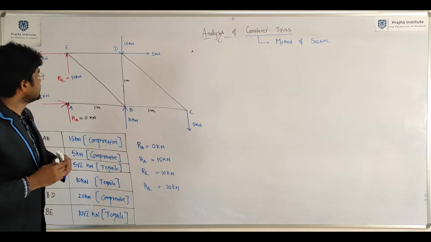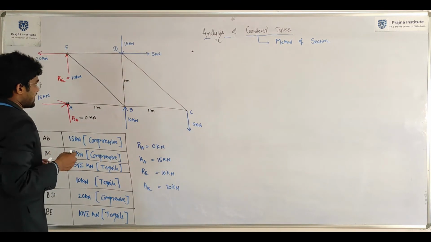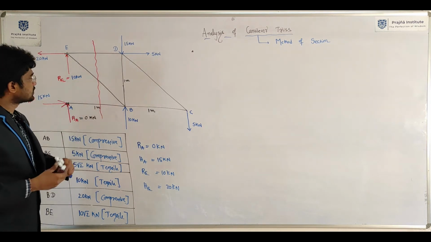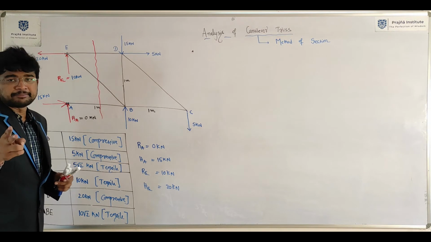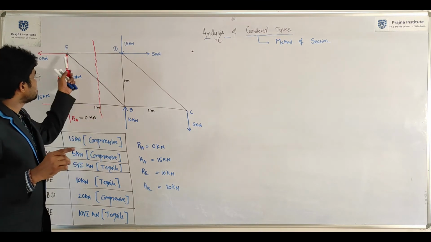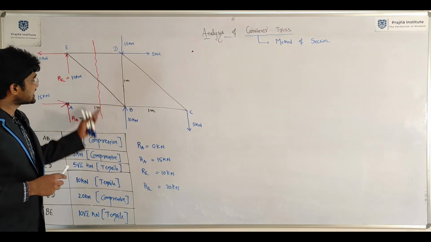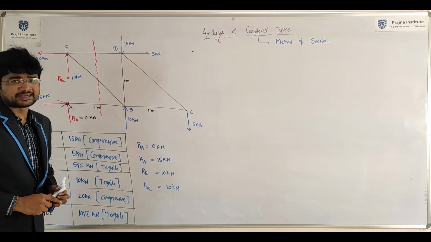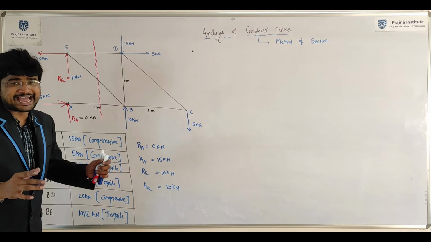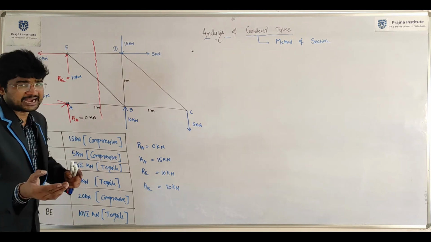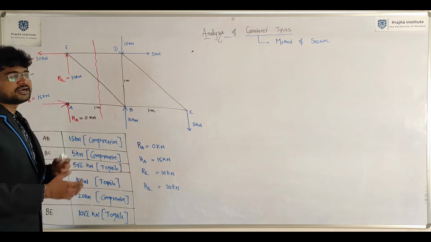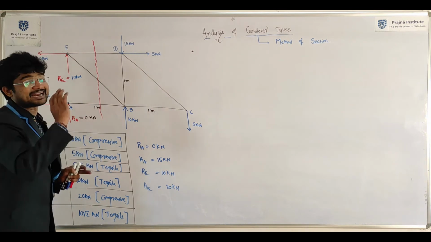For that we need to take a section like this. Take a section in such a way that it cuts minimum 3 members, and our required member must be present in them. The section divides the truss into 2 parts, right part and left part. You need to draw a free body diagram for either the left part or the right part. Just common sense in cantilever truss: better to draw the free body diagram for the right part.